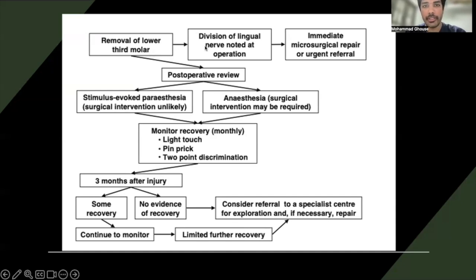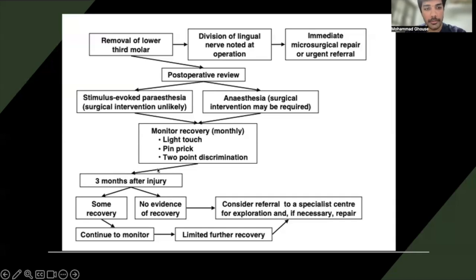Suppose after removal of the third molar, division of the lingual nerve is noted during the procedure, or intra-op, it warrants an urgent microsurgical repair. Suppose there's lingual nerve paresthesia or anesthesia in the post-operative phase, we need to assess if the paresthesia is stimulus evoked or spontaneous. And then we have to monitor its recovery monthly for up to a period of 3 months. Even for anesthesia, we monitor the patient monthly for a period of 3 months.